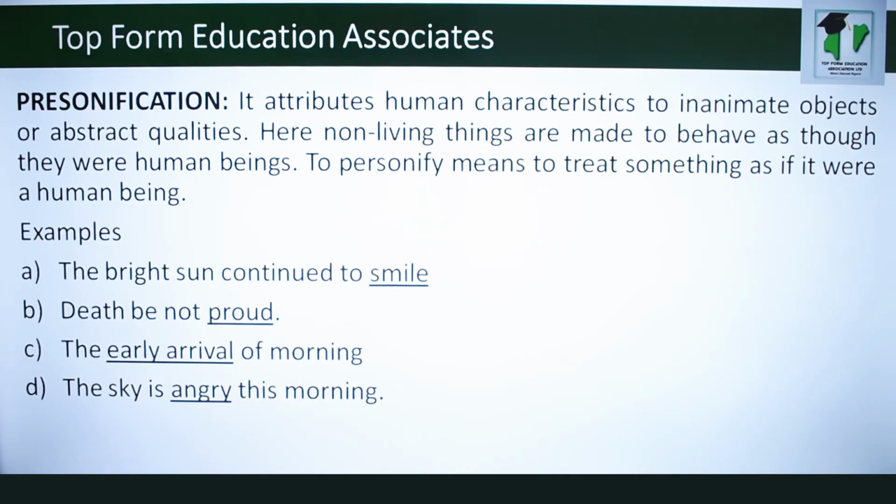B, death, be not proud. We can imagine again. Death. Somebody is telling death not to be proud. And of course, you know that death is not a human being. But here somebody is addressing death as a human being that should not be proud. C, the early arrival of morning. The early arrival of morning. Morning is now seen as a human being here, coming very early.